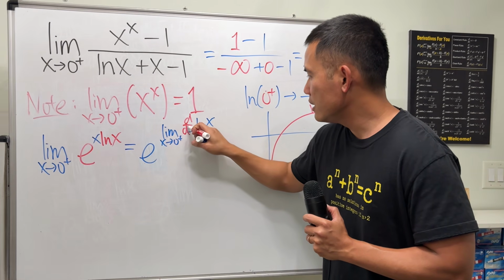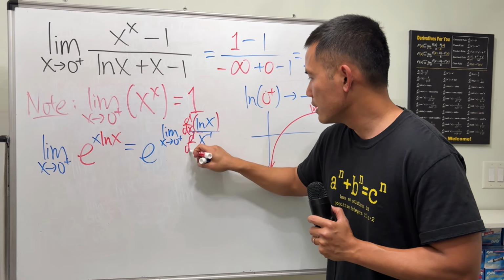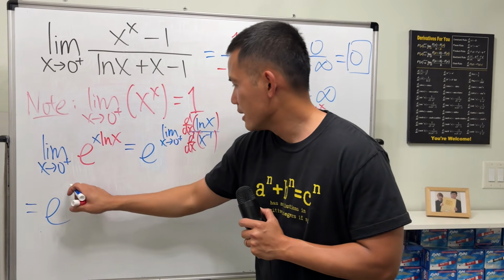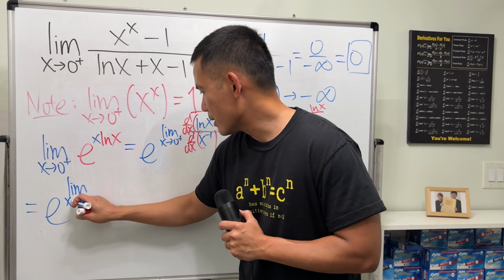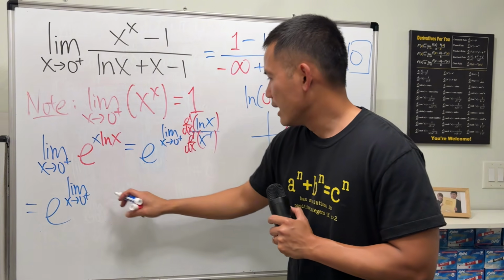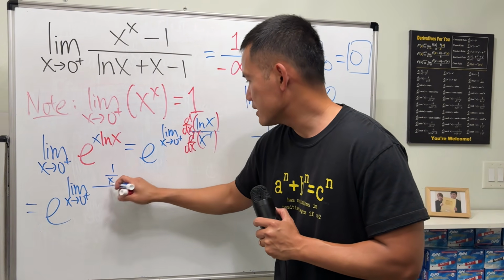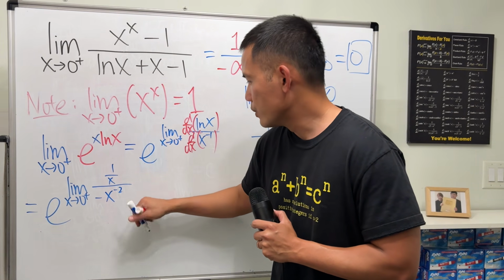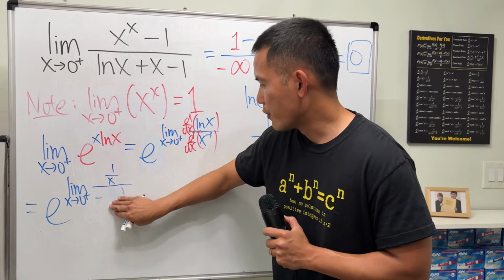So d/dx. So we are going to get e, and then look at the limit as x approaching 0 plus. On the top, we have 1 over x. On the bottom, negative x to the negative 2, which is the same as negative 1 over x squared.